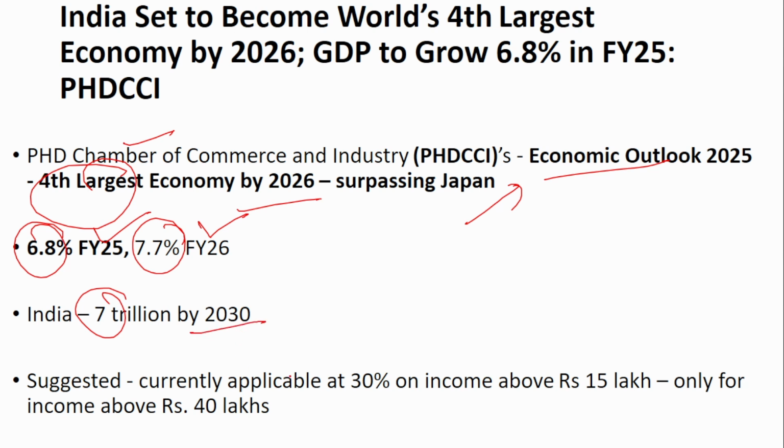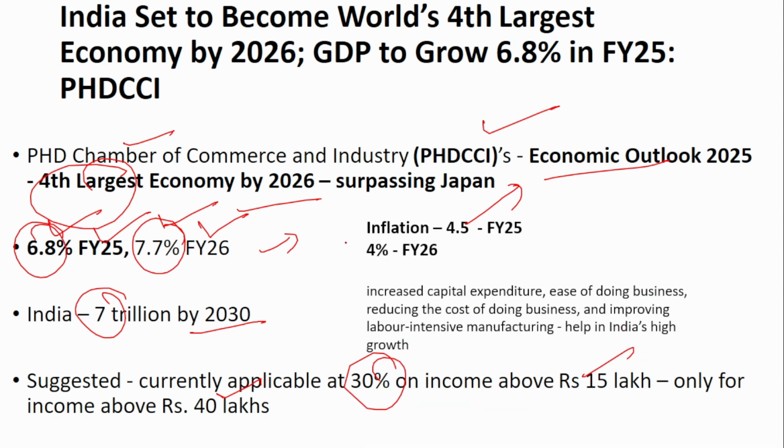It has also suggested one thing. Currently we know that the highest income tax is 30% on income above 15 lakhs. It has suggested that rather than being on 15 lakhs, it has to be raised to 40 lakhs. So this highest income tax slab must be on 40 lakhs instead of 15 lakhs. Remember the GDP rate, that's very, very important: 6.8% for financial year 25 and 7.7% for financial year 26 by the PHD CCI.